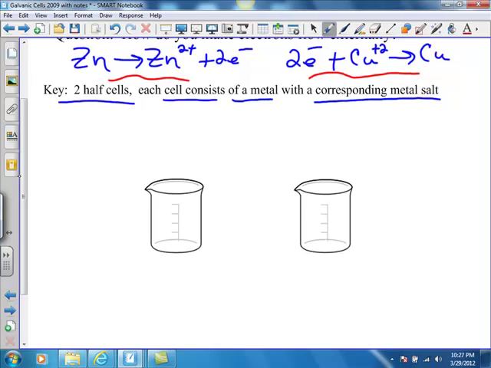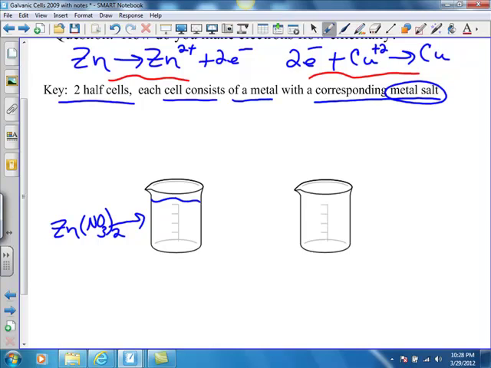Half reactions, correct? Okay, well, we're going to make half cells. So in one beaker, we're going to fill that beaker with a metal salt. That's aqueous, by the way, and I don't know if I pointed that out. So in that beaker, we're going to put some aqueous solution of zinc that will basically give us zinc ions.